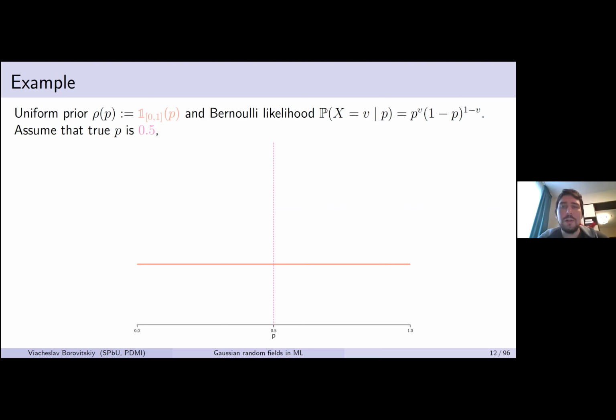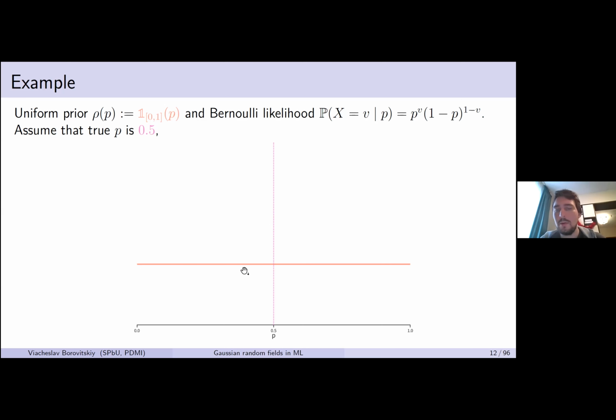And then we have this Bernoulli likelihood, which comes from the assumption that our random variable is a Bernoulli random variable. So the probability of x being equal to some v, given the fixed parameter p, is as follows. Let us assume that the true value of p is 1/2. It's here on the plot with the purple vertical line. So actually the coin is fair.